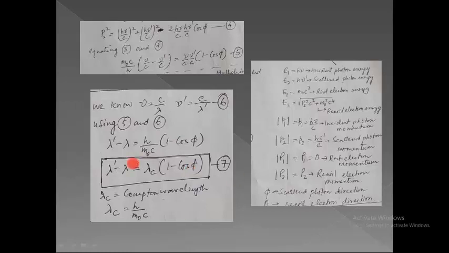So from here, this lambda dash minus lambda is called the change in Compton wavelength, or you can say the change in Compton shift, or sometimes they just say Compton shift. Again I repeat, lambda dash minus lambda, that is, the wavelength with which the photon hits and the wavelength with which it scatters after hitting, their difference is called the Compton shift. Okay.